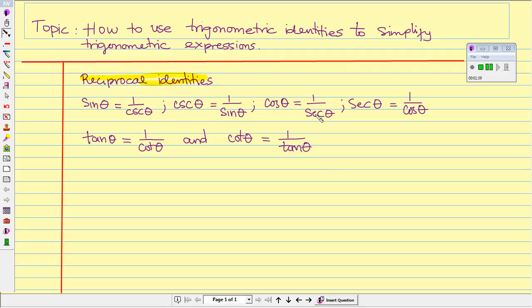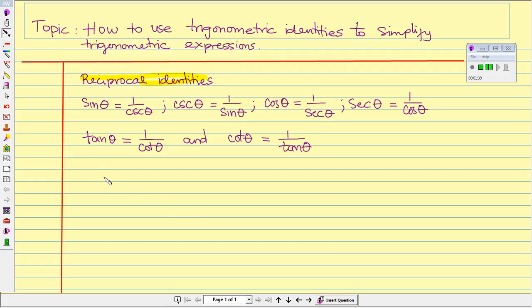We call these 6 equations reciprocal identities because the left side is equal to the right side. In your calculator, you don't have the key for cosecant, secant, and cotangent. So to input cosecant in your calculator, you can use the reciprocal identity. You can put 1 divided by sine of the angle theta.